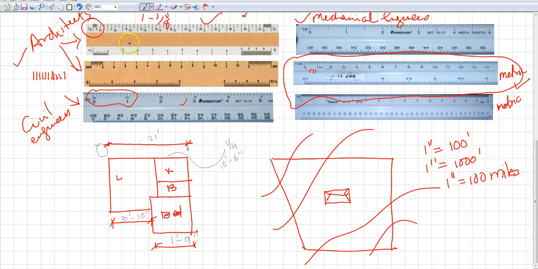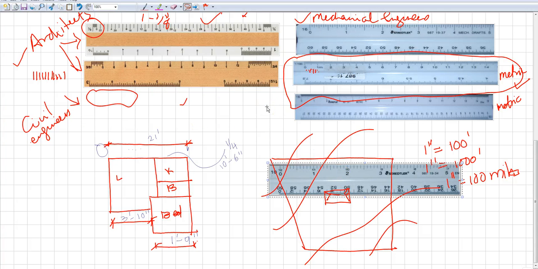Now if I were to use this scale onto our site plan that we have and try to record the distance, okay, I'm going to put it right there, and the measurement that I am going to take is from here till here. Okay, that's the arrow.